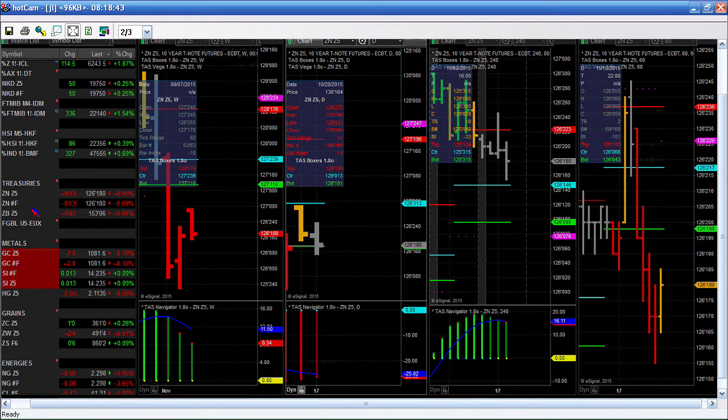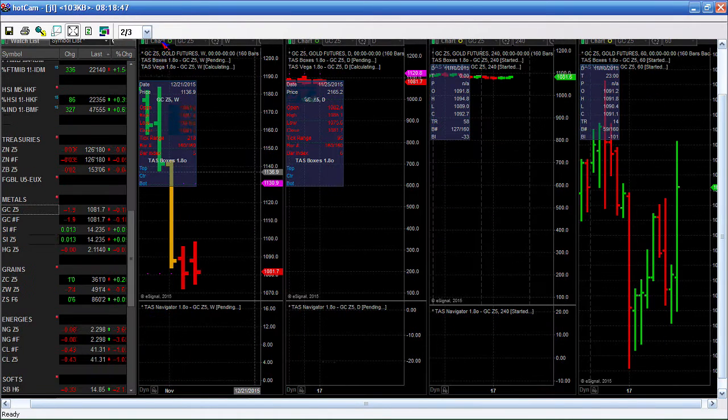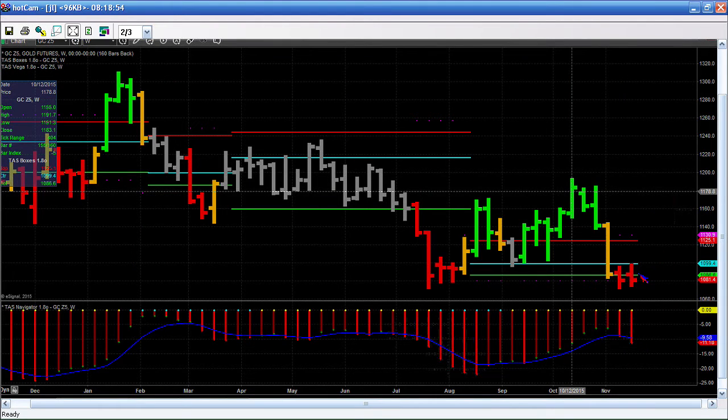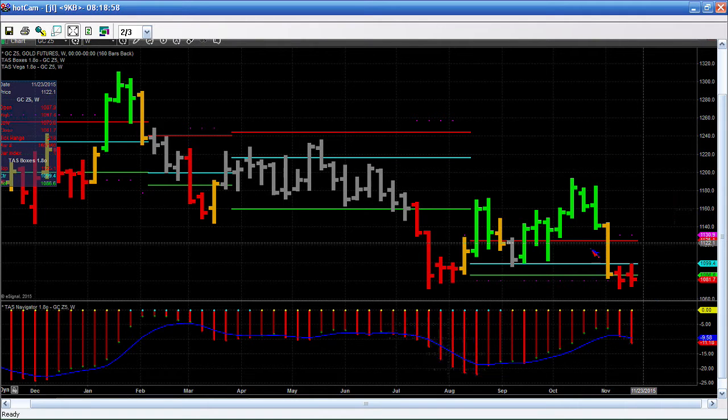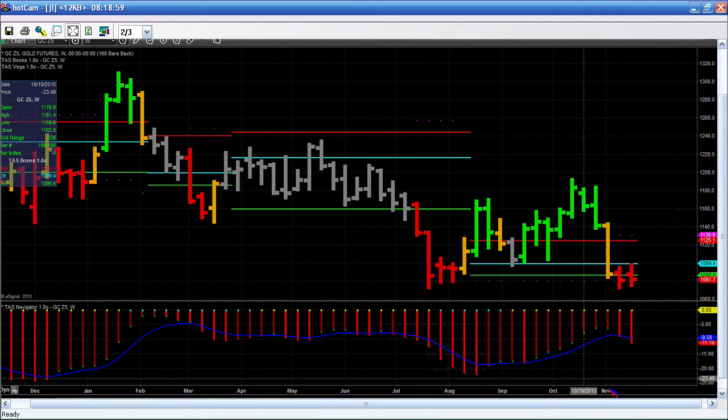Gold, the 1086 number is really big here. Why? That's the weekly, and we talked about this big run down here over $100 an ounce, and now we've got some weeks that are starting to consolidate here around that 1086 area. That is not that good for gold.